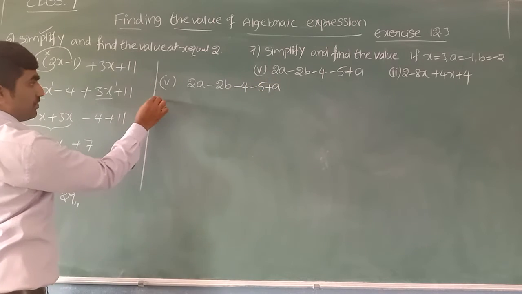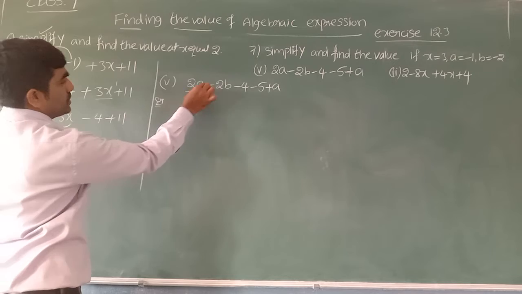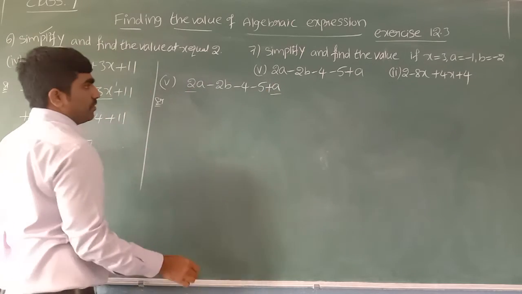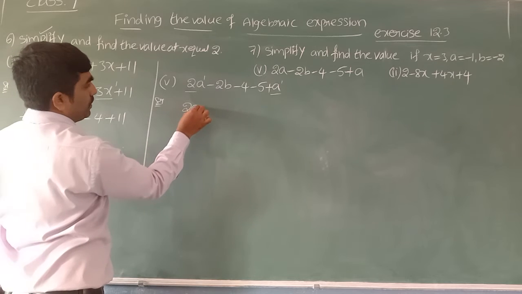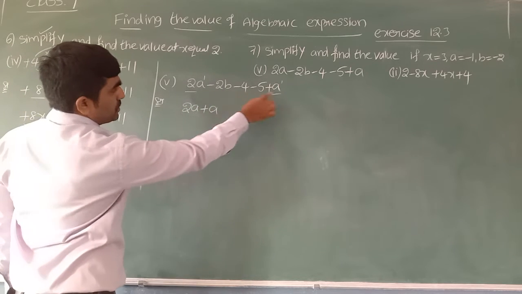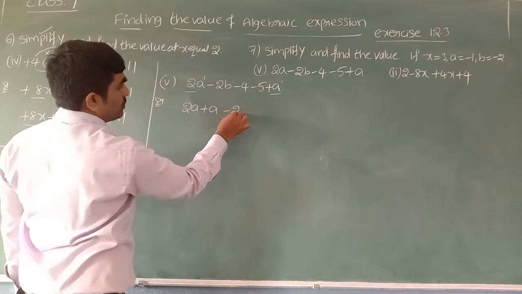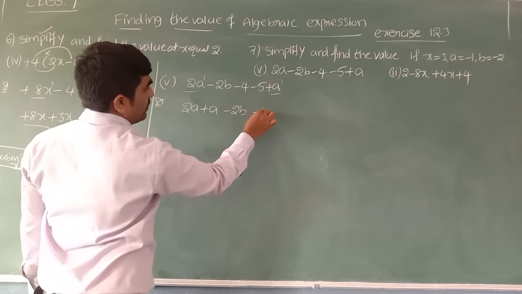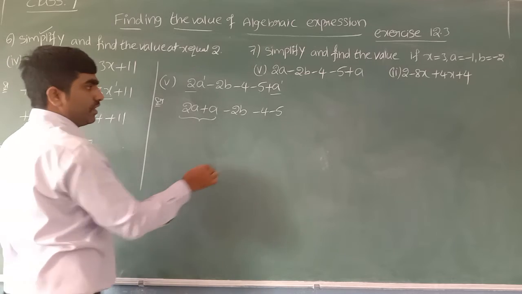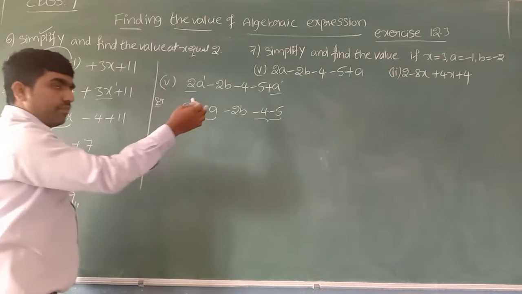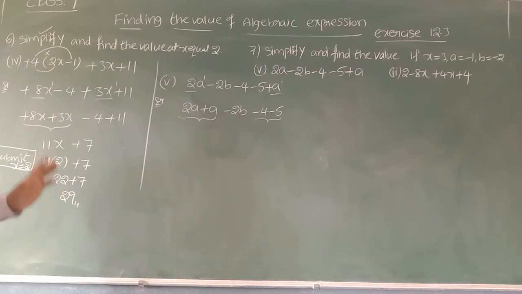Now here we need to identify the like terms. These both are like terms, same variable a and same power 1. So write those two like terms together, 2a plus a. Any more like terms? b, only one, minus 2b. And the constants are like terms too. These two are like terms, we can make them a single term.